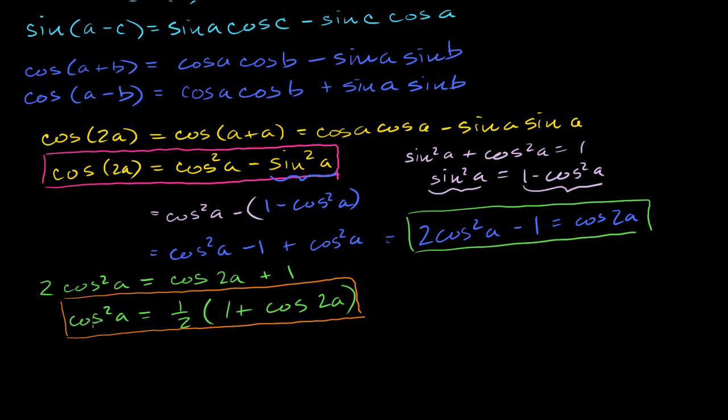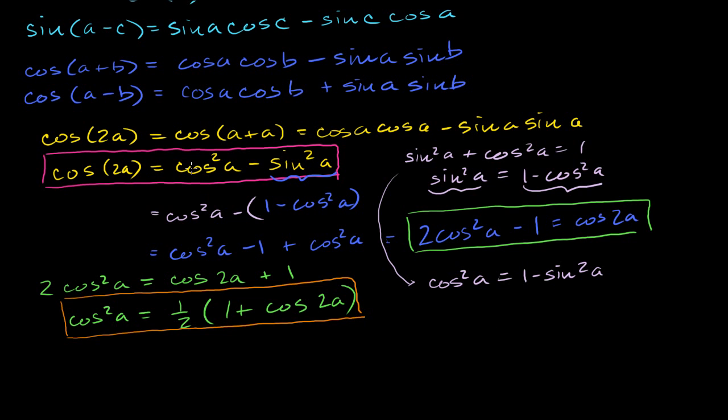Now what if we wanted something in terms of the sine squared of a? Well, then maybe we could go back up here, and we know from this identity that the sine squared of a is equal to 1 minus cosine squared of a. Or we could have gone the other way. We could have subtracted sine squared of a from both sides, and we could have gotten, let me go down there, if I subtracted sine squared of a from both sides, you could get cosine squared of a is equal to 1 minus sine squared of a.